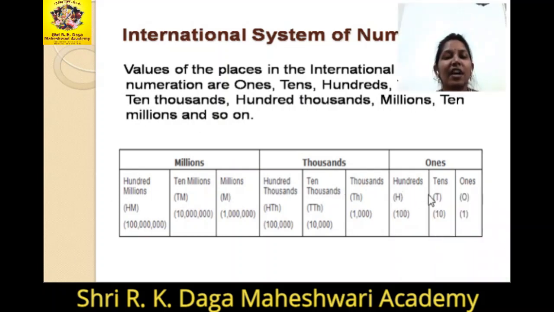You can see the chart. First block, ones. In ones there are three sub blocks, ones, tens, hundreds. The second block, thousands, which is divided in three sub blocks, thousands, 10,000s, 100,000s. And the third block, millions, is divided in three sub blocks, millions, 10 millions, 100 millions.